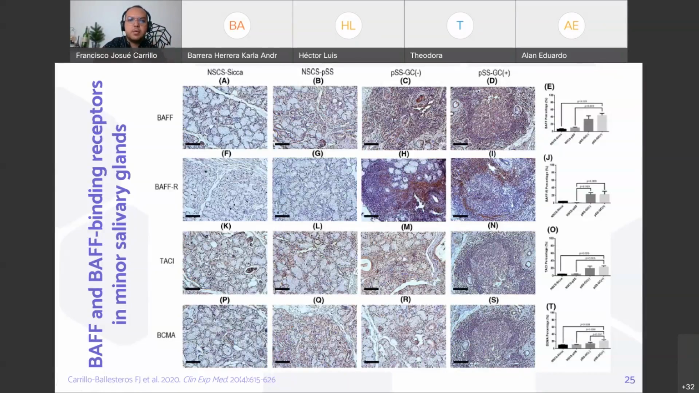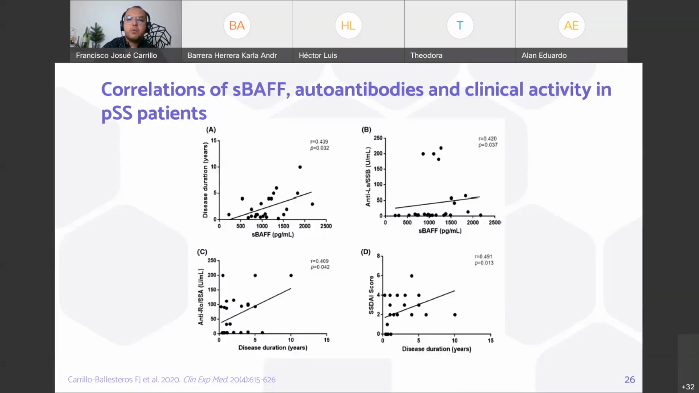Finally, we correlated these findings with some clinical manifestations of the patients, and we found, for example, that the disease duration, as you can tell in the first graph, is correlated with higher soluble BAFF concentrations. This may be important because patients who are older could contribute to this perpetuation through the higher expression of soluble BAFF.